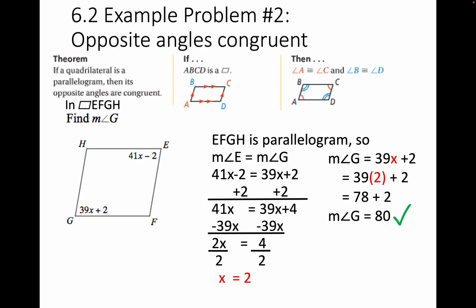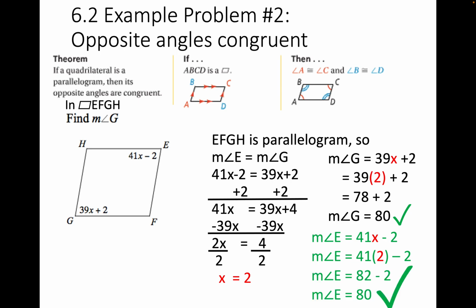And once again, we can check this because we know that if we did it right, angle E must be equal to angle G. So I'm going to find angle E as well. Angle E is 41x minus 2. That's 41 times 2 minus 2. That's 82 minus 2. That's 80. Yep, I got 80 for both, so I know I must have done this correctly. The answer is that angle G equals 80.